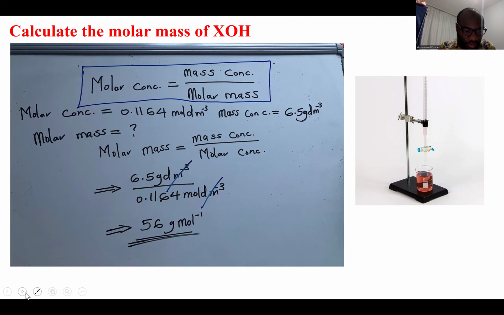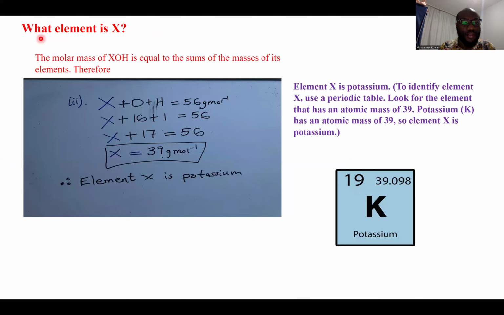The next thing we're going to do is find the value of X, to know what element X is. So the molar mass of the base is equal to the sum of the masses of the elements. Therefore, X plus O plus H equals 56. The molar mass of oxygen is 16 and the molar mass of hydrogen is 1, so 16 plus 1 gives 17.